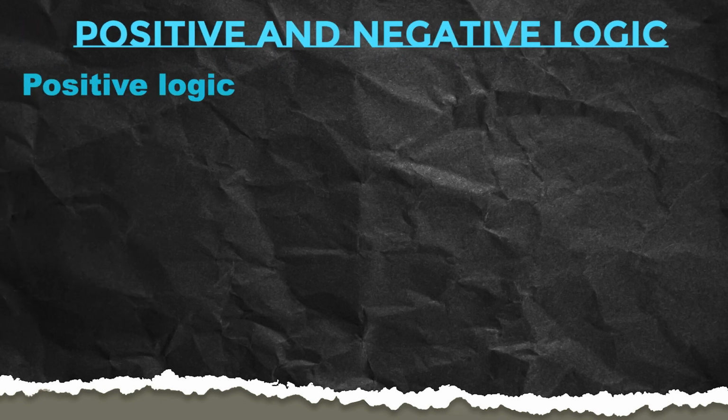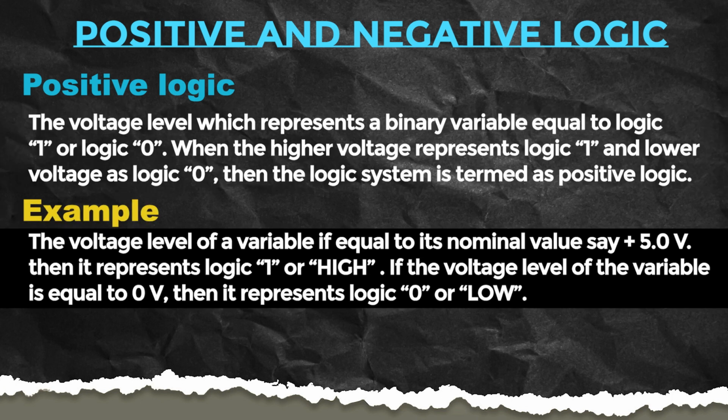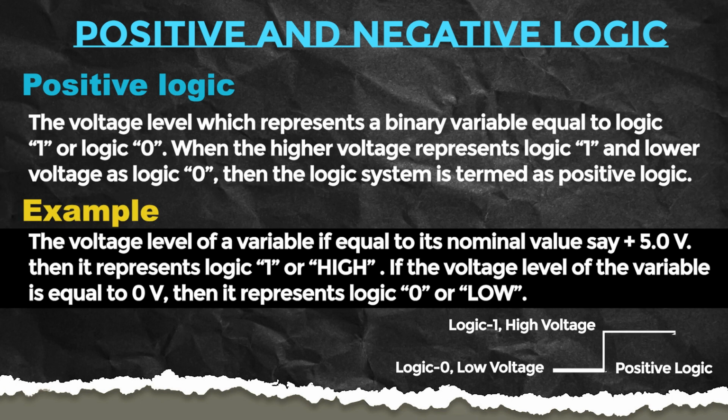In positive logic, the voltage level represents a binary variable equal to logic 1 or logic 0. When the higher voltage represents logic 1 and the lower voltage represents logic 0, then the logic system is termed a positive logic. For example, if the voltage level of a variable A equals its nominal value, say plus 5 volt, then it represents logic 1 or high.